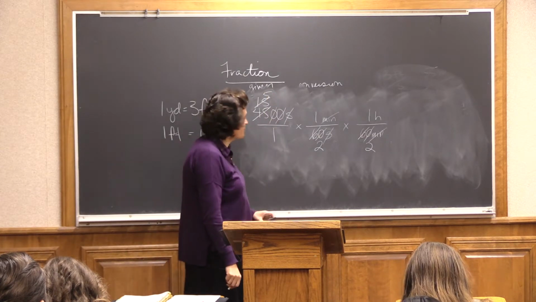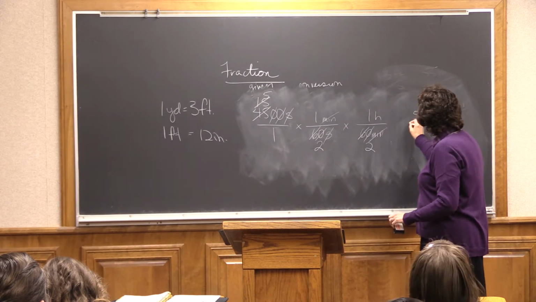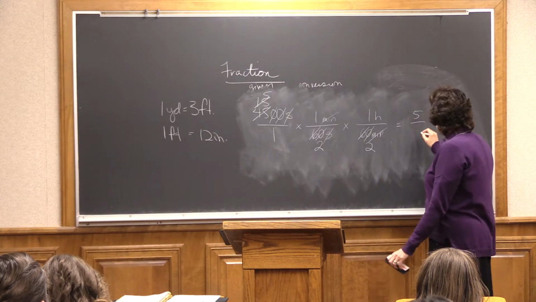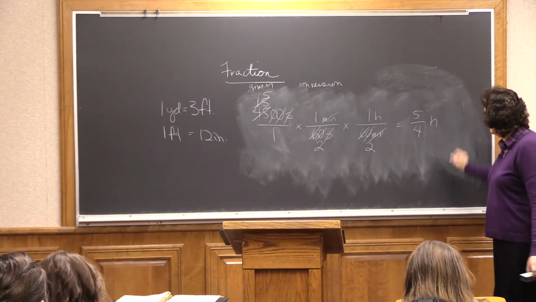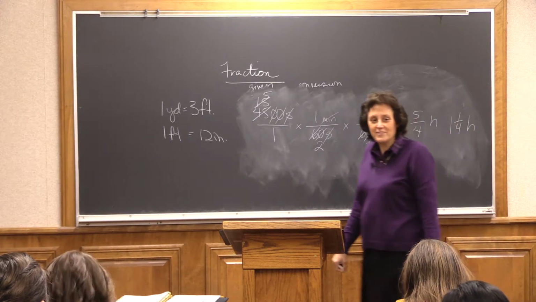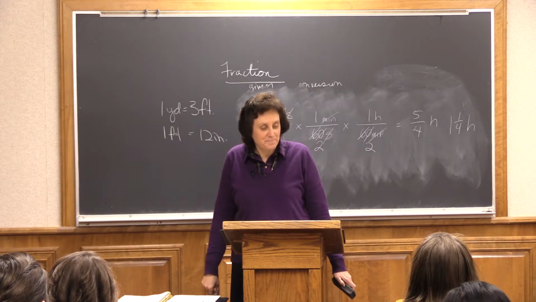I don't have a whole lot of math here left to do. Left in the numerator is a 5. Left in the denominator is a 4. The unit that remains is an hour. It's only an hour and 15 minutes. Okay.